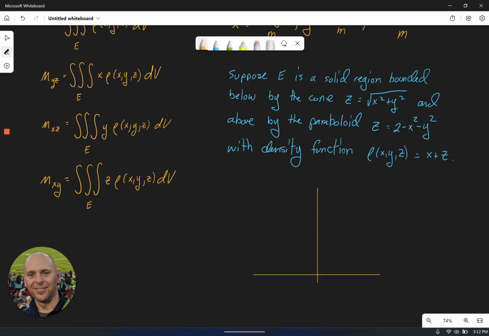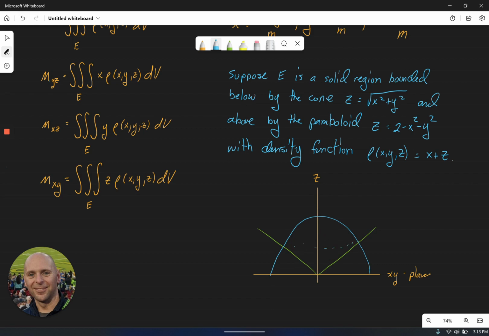So here's our coordinate axes, and as I typically like to do, let's sketch a cross-section of what this looks like. Here's the xy plane, and of course this is the z-axis then. So we're bounded below by the cone, so we'll have some kind of cone coming up from either side like this, and above by a paraboloid, which will look something like this maybe. And we can now see what this region is that we're working with. We're inside this sort of ice cream cone shaped thing.